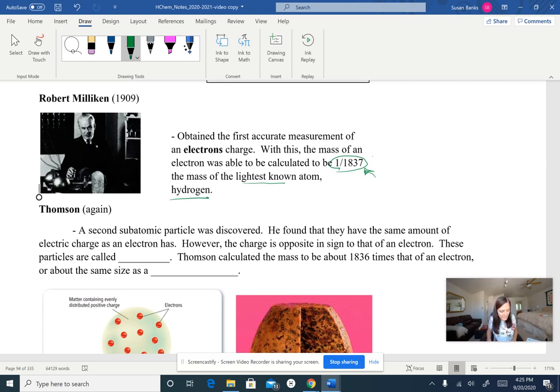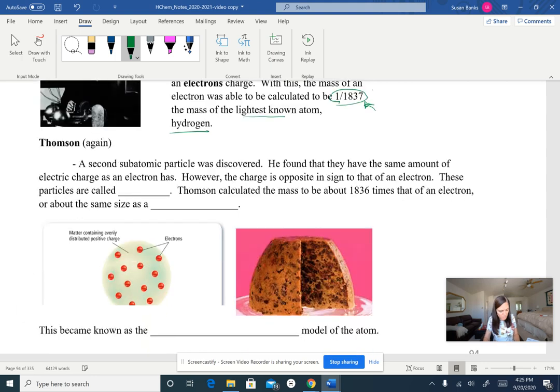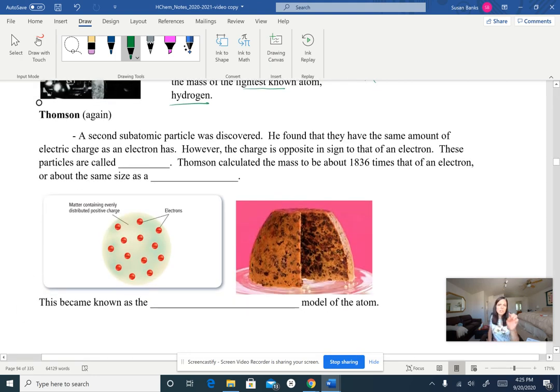And then again, J.J. Thomson was a busy guy. So he knew that if there was an electron in there that was negative, by the way, he didn't call them electrons back in the day. He called them corpuscles, but we call them electrons. Thank goodness it's not called a corpuscle.